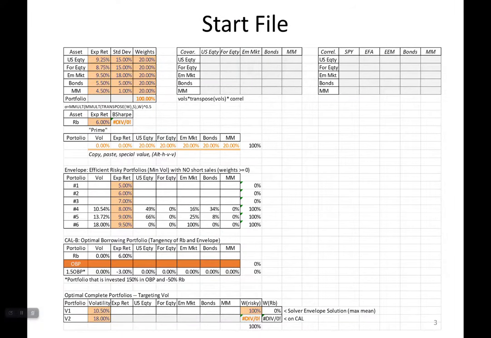We're going to start with our start file, which has a data set of asset prices and returns, and we're going to fill in the following information: calculating a correlation matrix, a covariance matrix, portfolio mean, portfolio standard deviation, and then we'll start building efficient frontiers and portfolios.